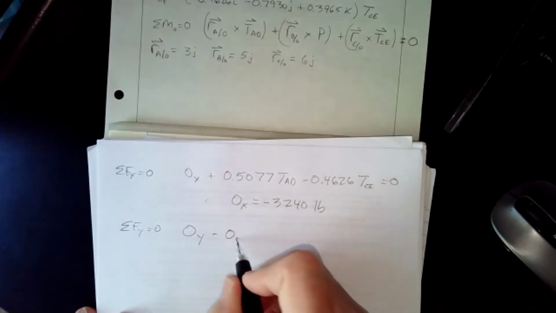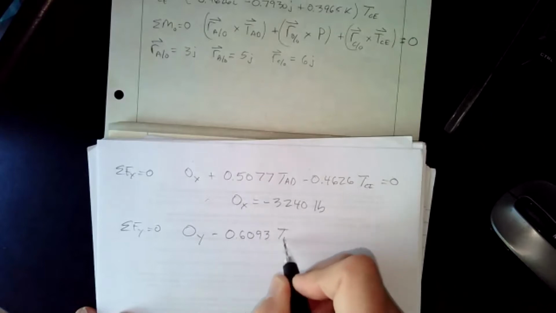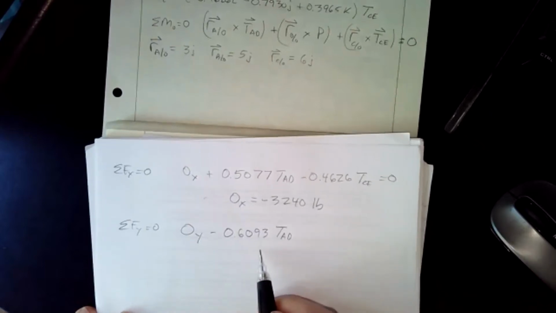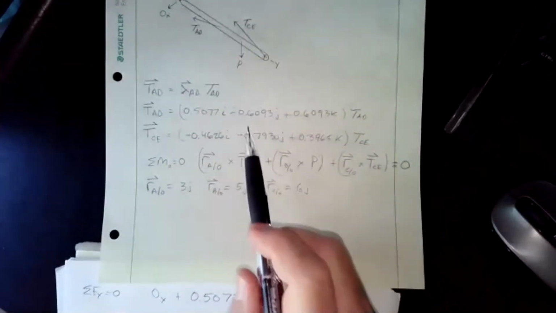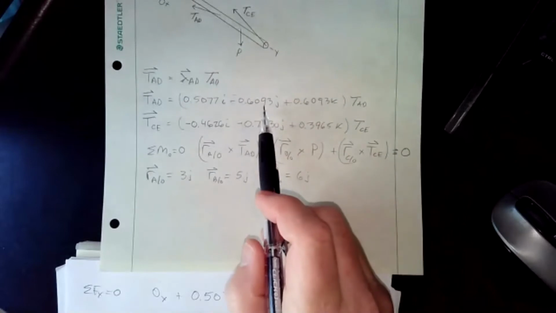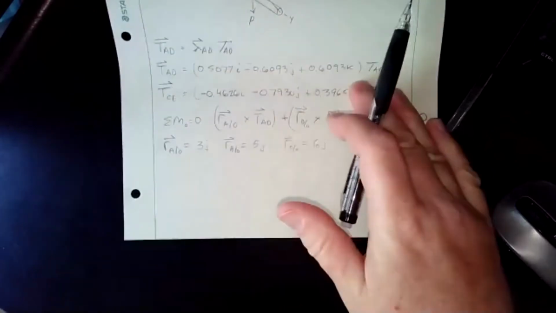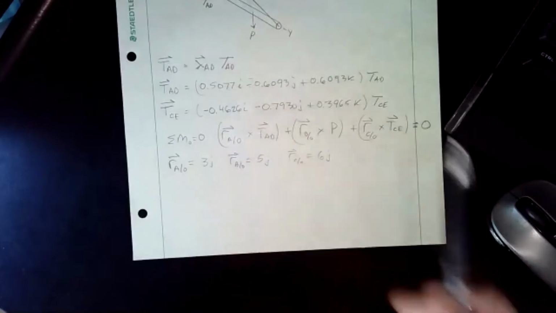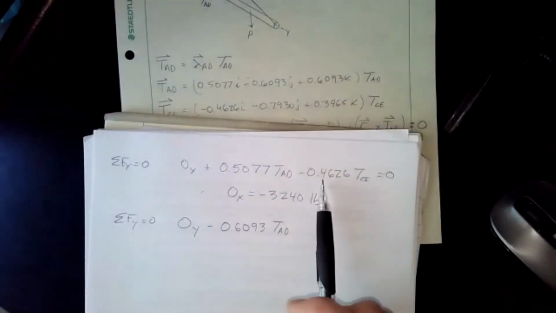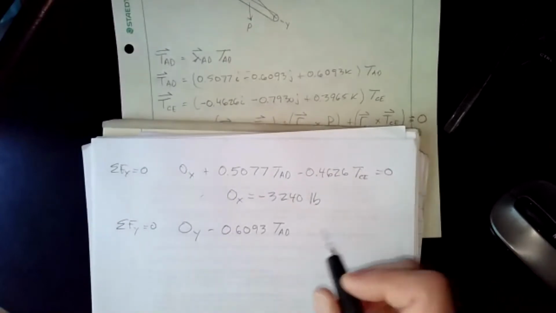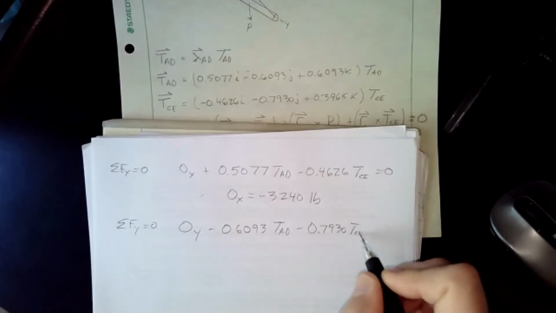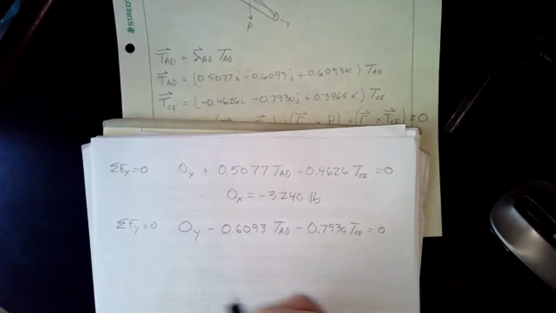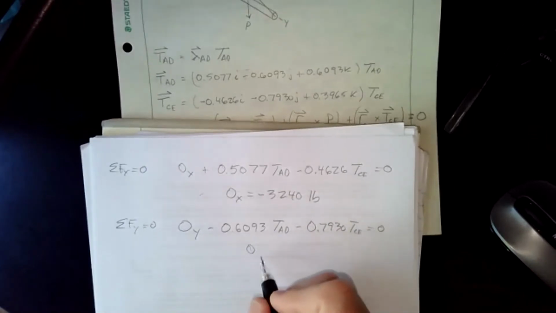And then that's going to be minus 0.6093 tension AD. And again, I'm just taking the coefficients directly from the original equations, right? I'm taking them from here. So when I say the Y, I'm taking 6093 and 7930, just like I took 5077 and 4626 here. So I get that 0.6093 minus 0.7930 TCE equals 0. And then that gives me OY equal to 13,340.